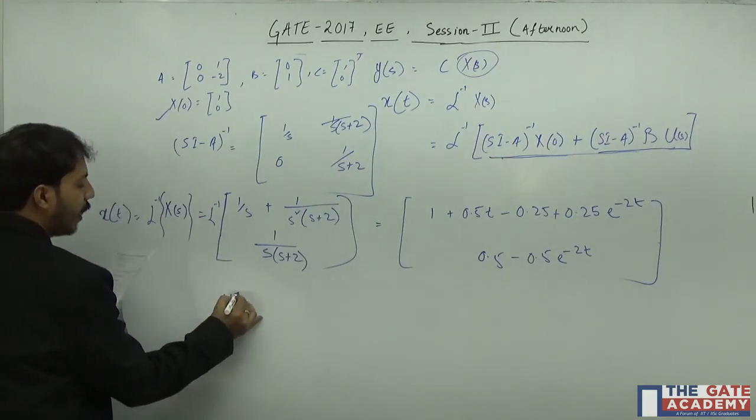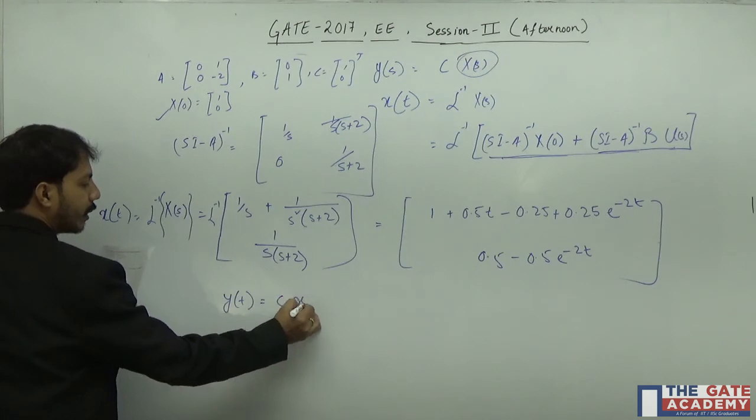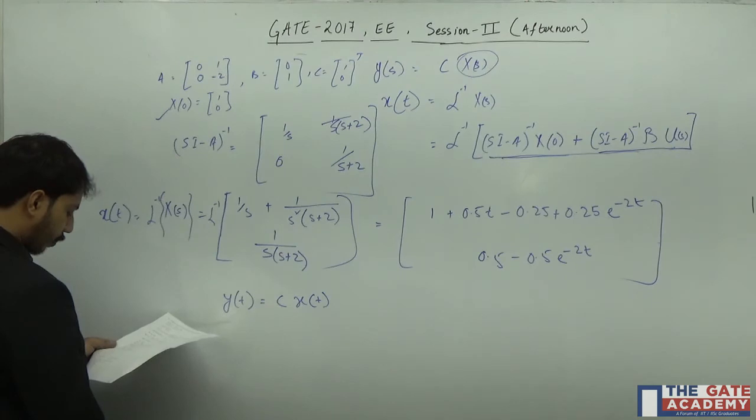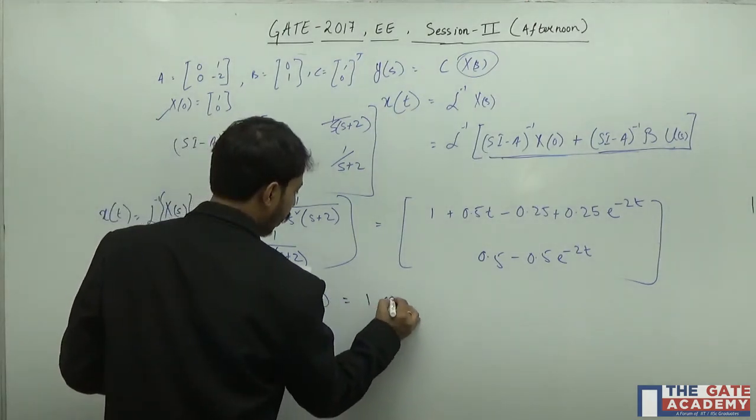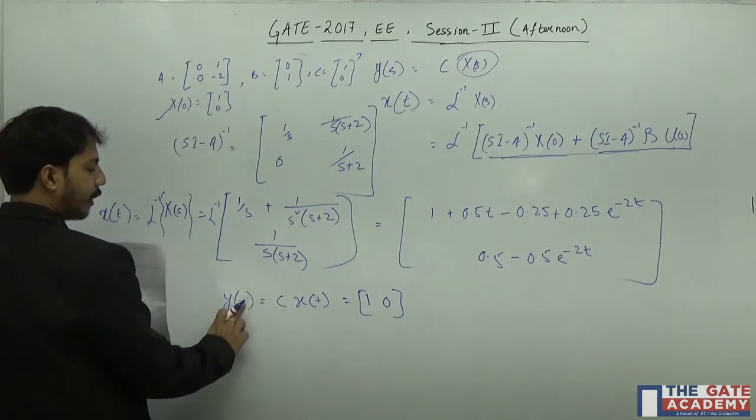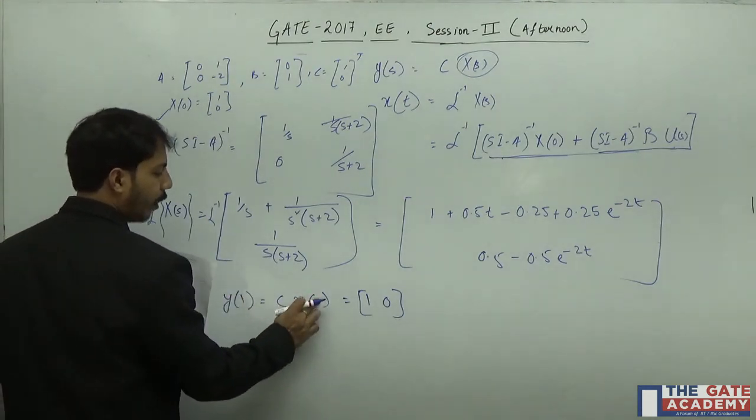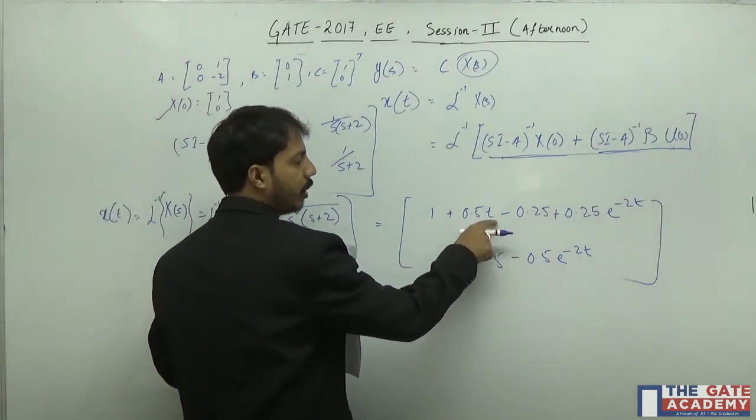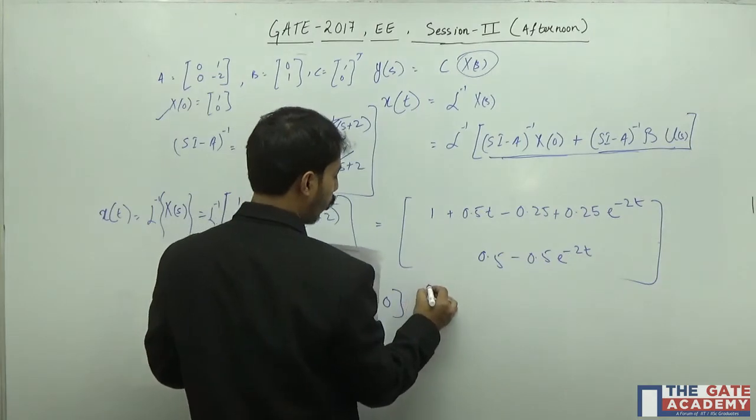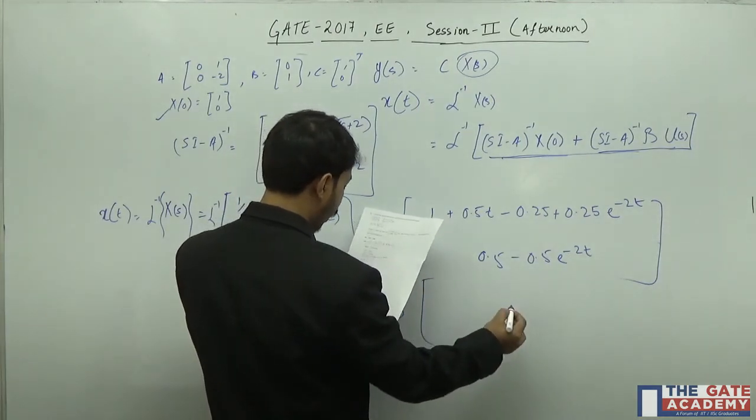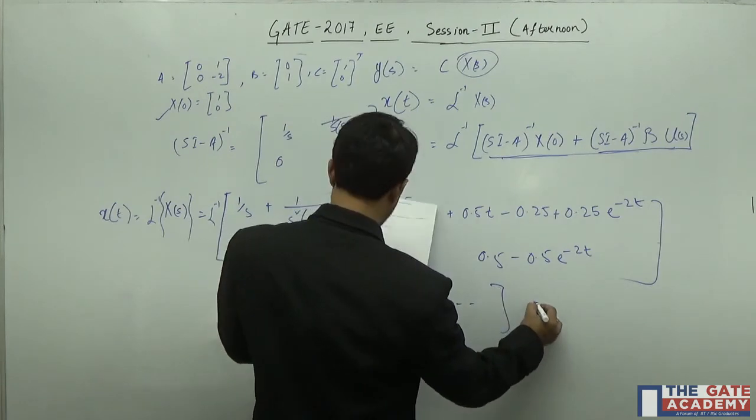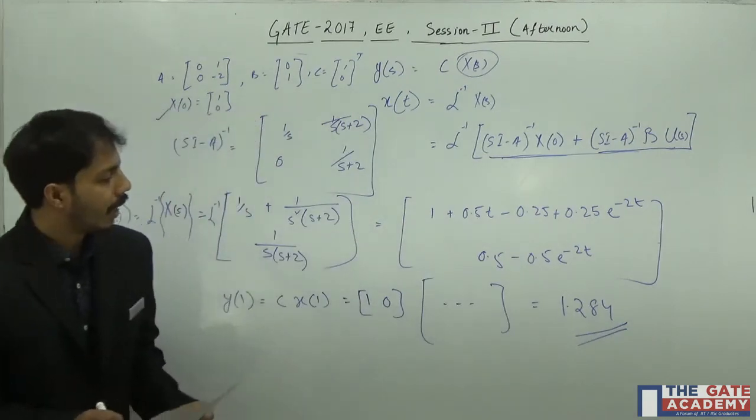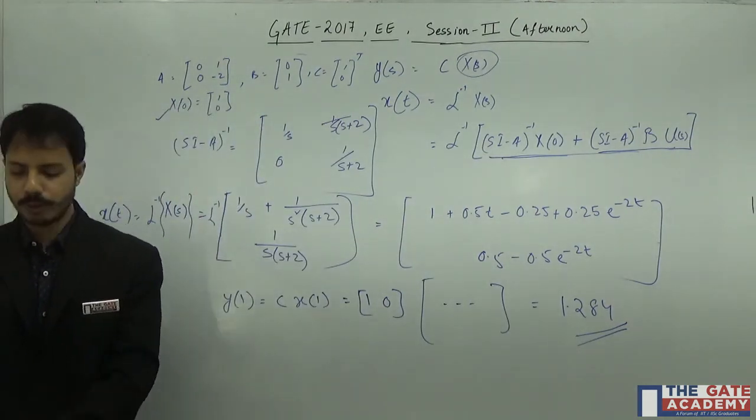So you see y(t) is nothing but C into x(t). Okay. Now we know what is C. C is nothing but [1, 0], and x at t equal to 1. So y at 1 second means x at 1 second. So I'll put in the place of t the value 1. If I put 1, I'll get some values here. Okay, I'll put the values, and ultimately after calculation what I'll get is 1.284. So this is the answer that I'll get, 1.284.